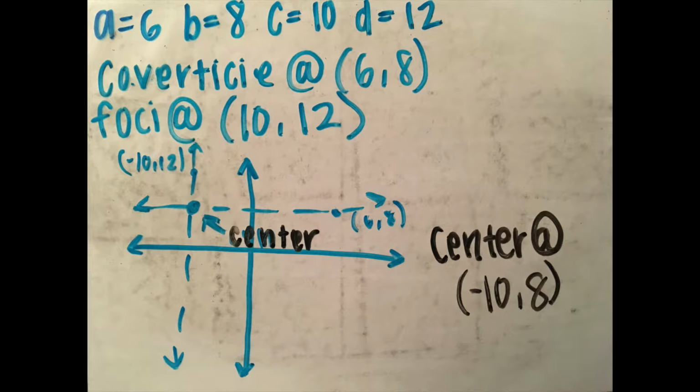And I was able to determine that the center was at (-10, 8). And I knew that this was the center because the focus of the ellipse had to be on the major axis, which therefore makes the x value for the center -10. And I also knew that the covertex had to be a point on the minor axis, and therefore the y value for the center is 8.